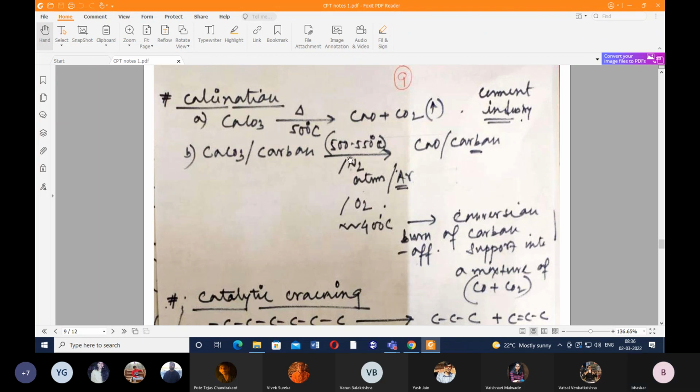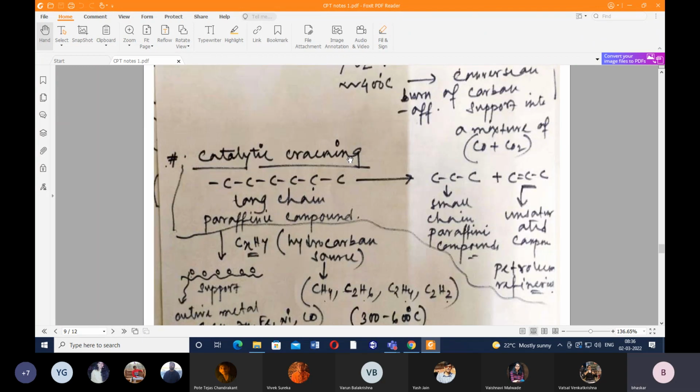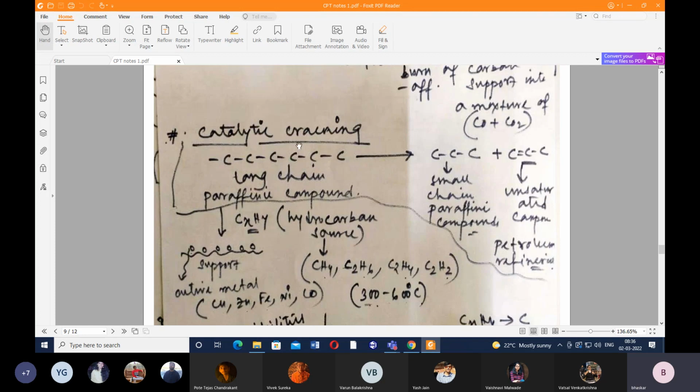Now coming to another very important concept, which is catalytic cracking. I'll be talking about catalytic cracking in more detail while teaching you the petroleum refinery industries. But for the time being, remember what is catalytic cracking. Can anybody tell me what is catalytic cracking? Probably you have heard of this term, catalytic cracking.